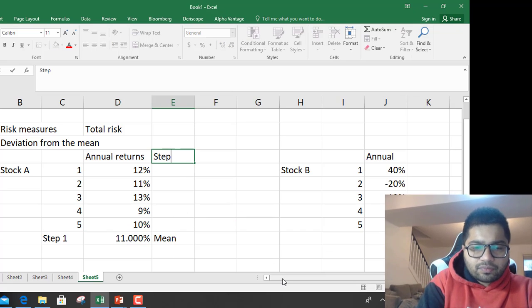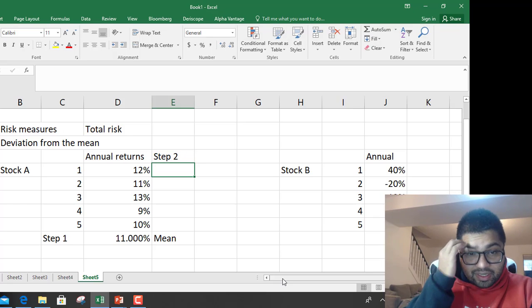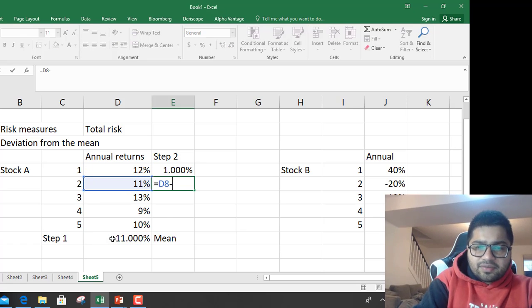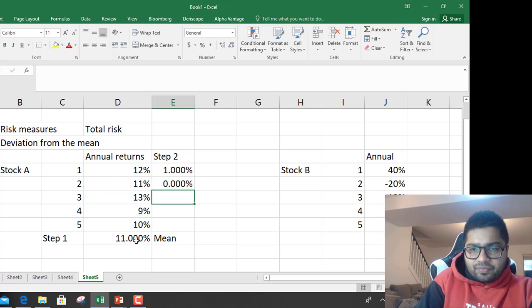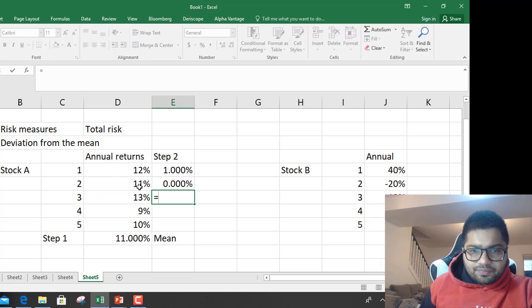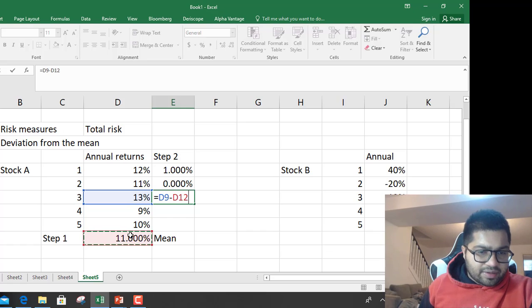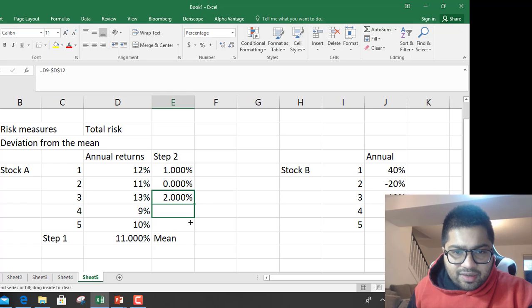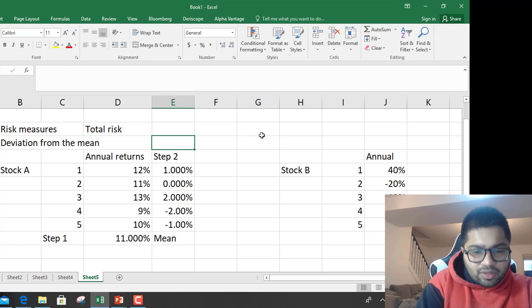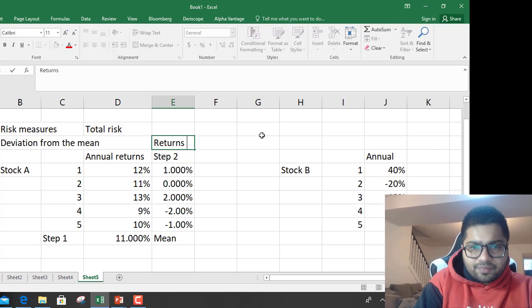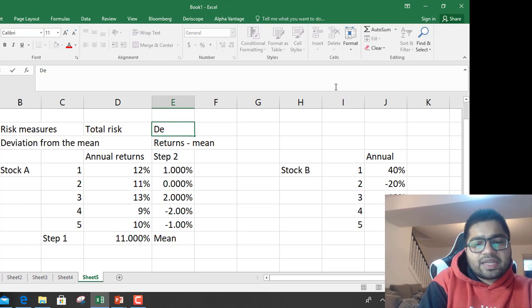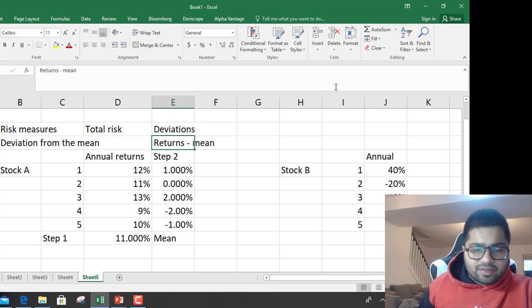Step 2, find out the difference from the mean. So returns minus mean. I'm making it constant so that I can drag it down. What was step 2? Returns minus mean. That is deviations. We are calculating deviations.